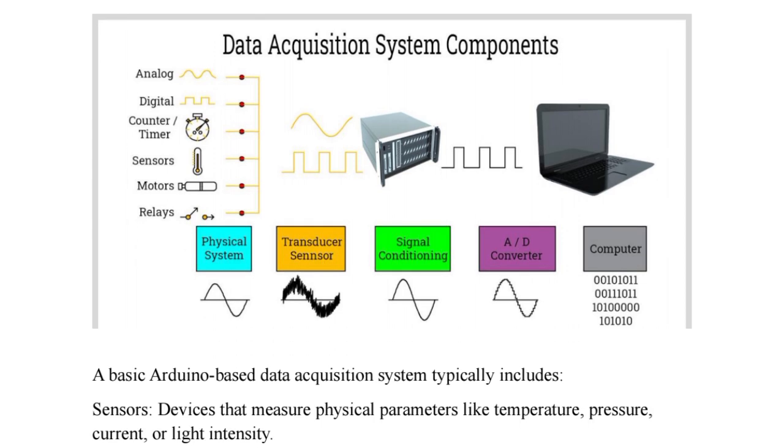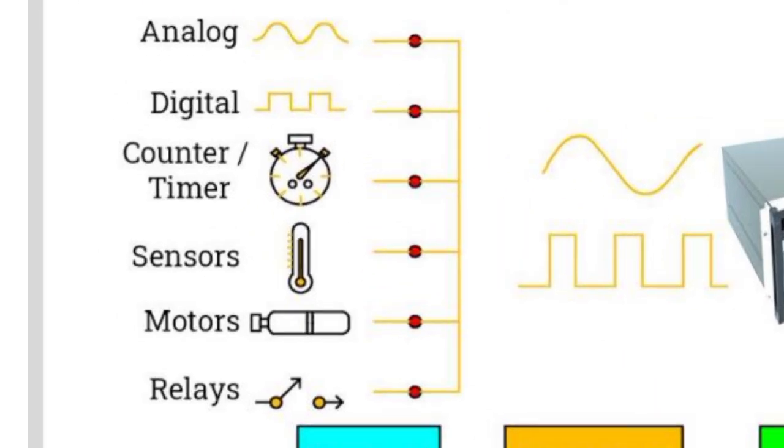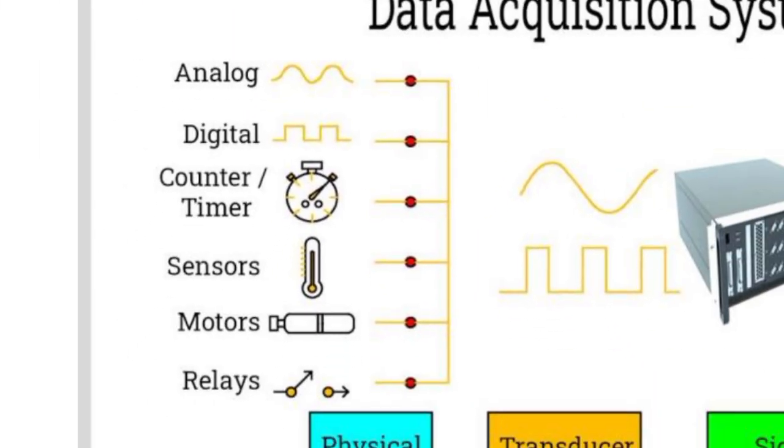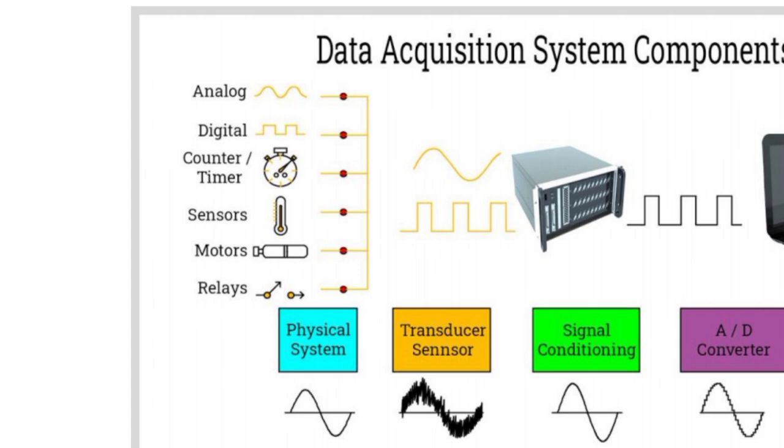Now these are the components involved in the data acquisition system. Whatever sensors you need to connect, you can connect: analog, digital, counter, timer sensors, motors, and everything. That part we call the physical system. The transducer is used to convert any form of signal into another. For example, if you need to convert a mechanical signal to electrical, we can use the transducer. Suppose I want to convert my voice into electrical form, you can do that. So the basic component we require is the transducer.